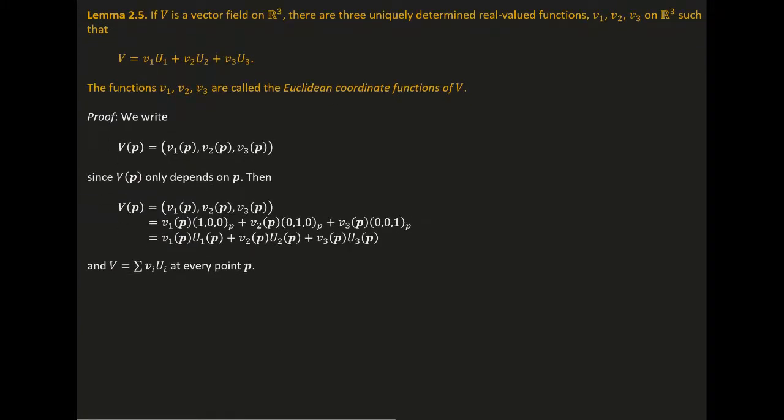Now we consider the following lemma. Lemma 2.5 states, if V is a vector field on R3, there are 3 uniquely determined real-valued functions, V1, V2, and V3, on R3 such that V, the vector field, is equal to the linear combination of vector fields V1 U1 plus V2 U2 plus V3 U3. The functions V1, V2, and V3 will be called the Euclidean coordinate functions of V.